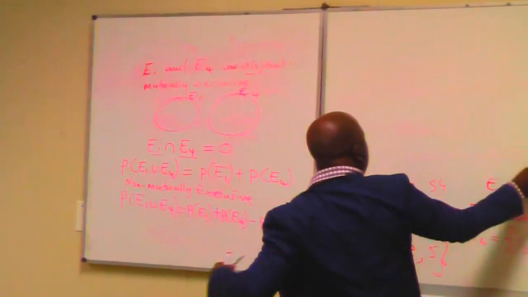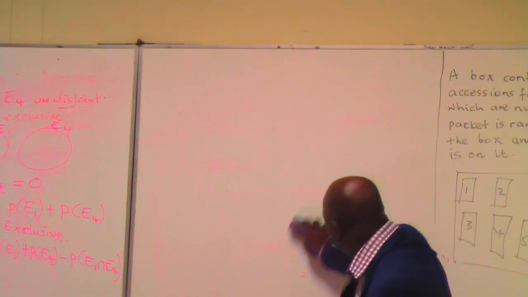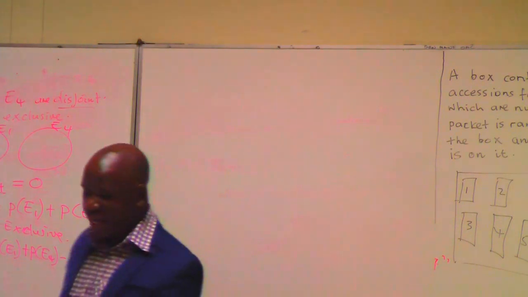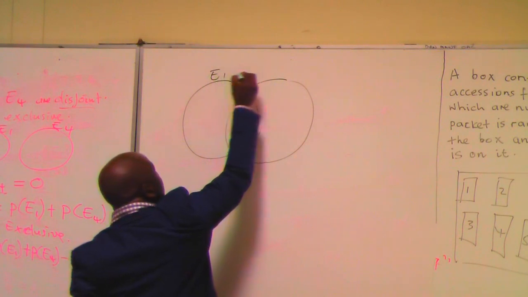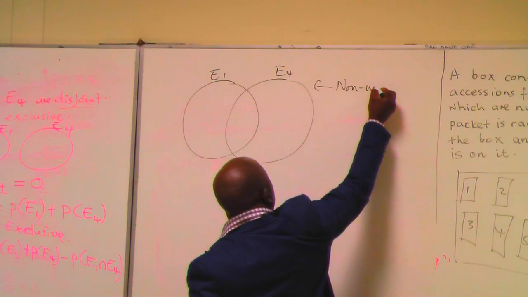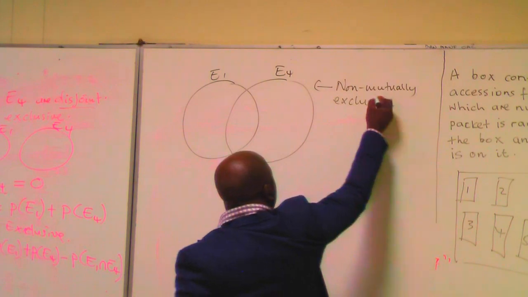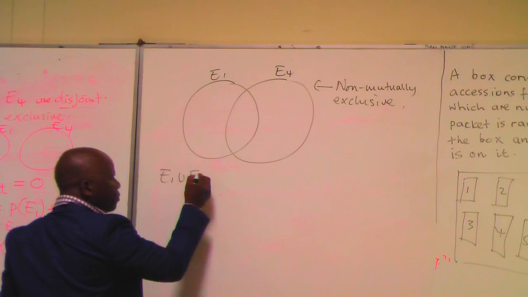As we conclude, why are we subtracting the intersection? If E1 and E4 are non-mutually exclusive, it means the events can occur at the same time. So if the events can occur at the same time, it means they have something in common, which is E1 and E4. So if they have something in common, what is E1 union E4?